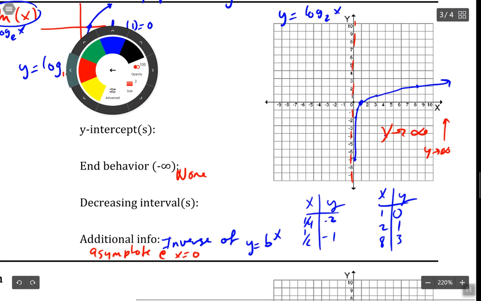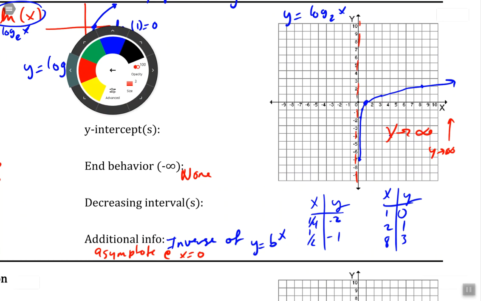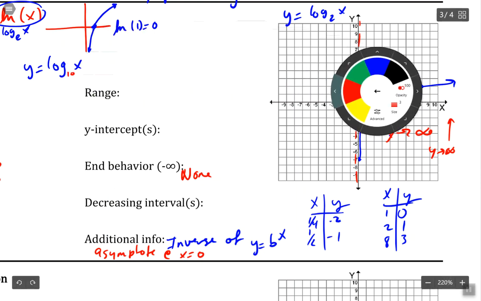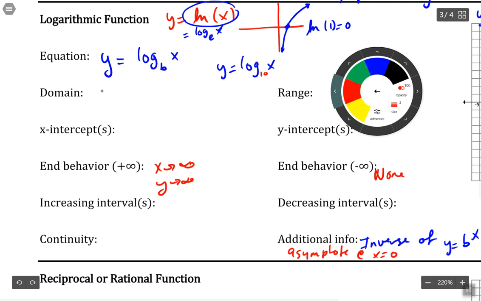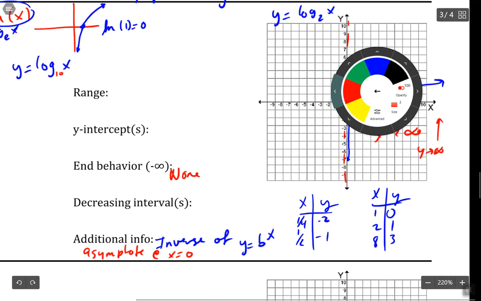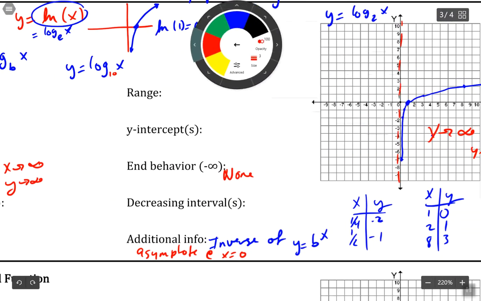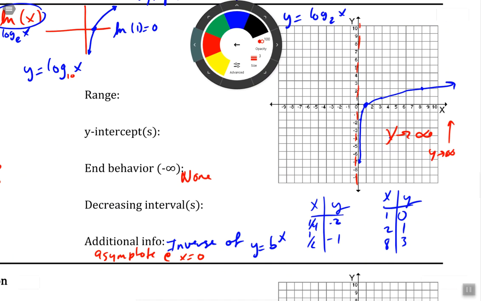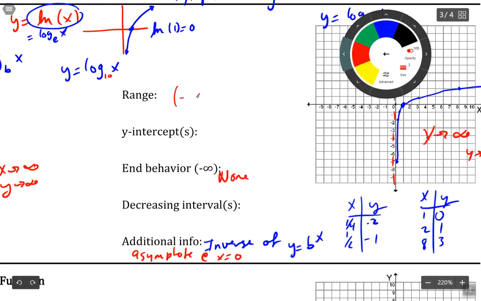All right, looking at that graph, what's my domain? Do I have any x's less than 0? Do I have an x at 0? Can x exist at 0 for this graph? No, it's an asymptote. So my domain starts at 0 and goes to infinity. What about my range? Can it be any number for the y? Do y'all see that? So my range is still negative infinity to infinity.